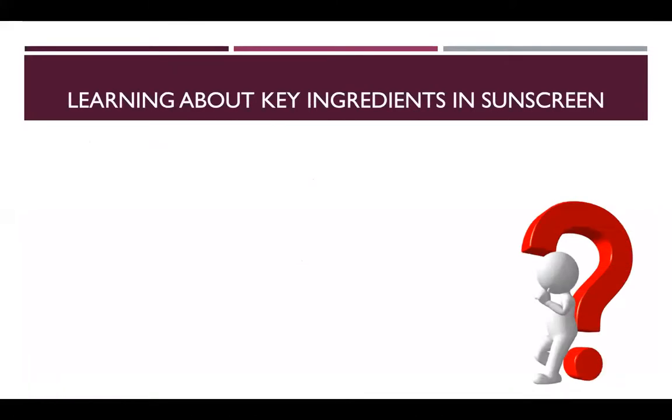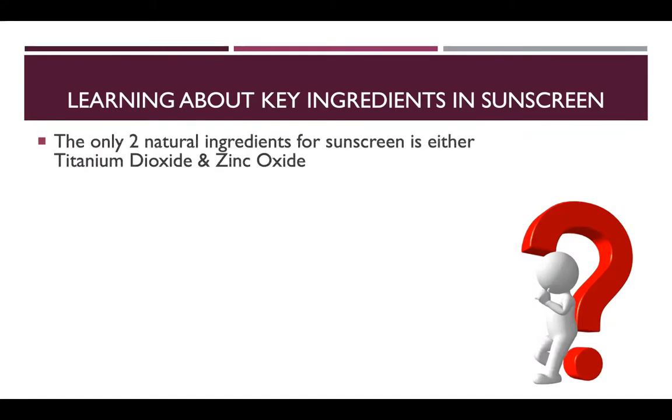Today the front part, I will explain a little bit more details in the ingredients of sunscreen, because it's quite a lot of words. Okay, so in sunscreen, there are only two natural ingredients found in the market right now. It's either titanium dioxide or zinc oxide. If you have sunscreen on hand with you now, you can actually take a look at the labels behind.